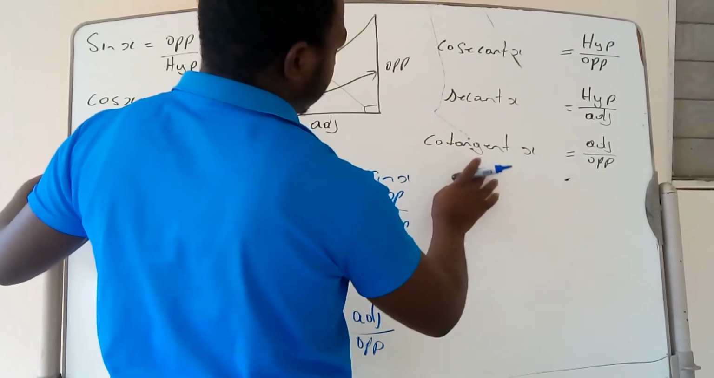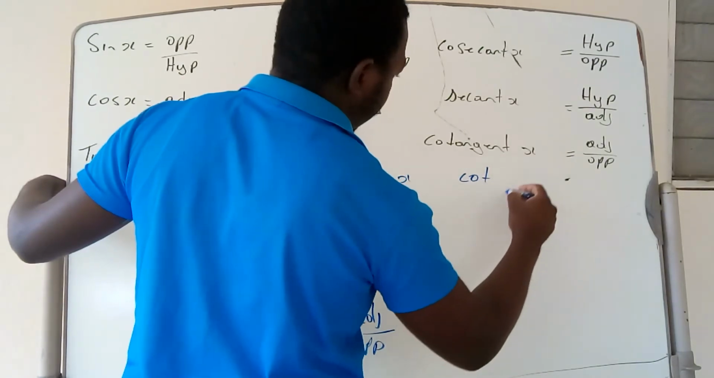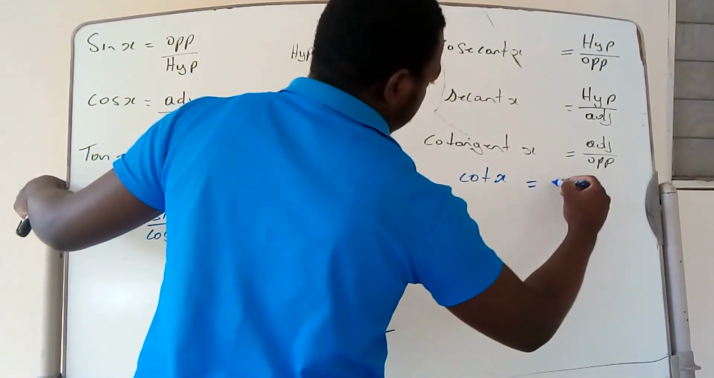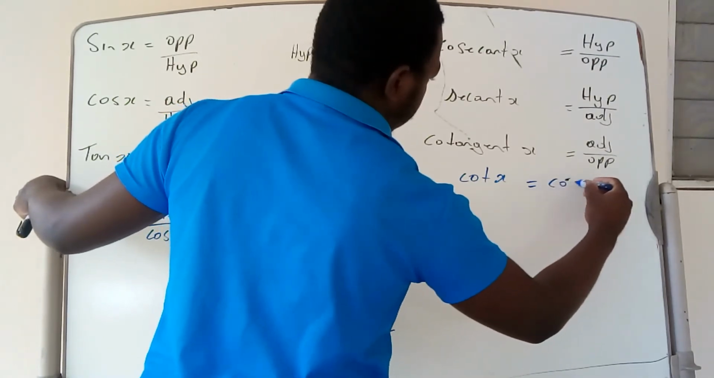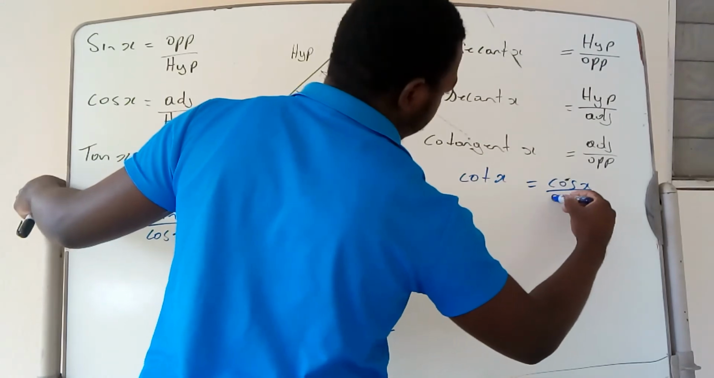We can simply say then that cotangent of x means cot. So we can just write it short as cot x. So we can say cot x is therefore equal to cos x divided by sine of x.